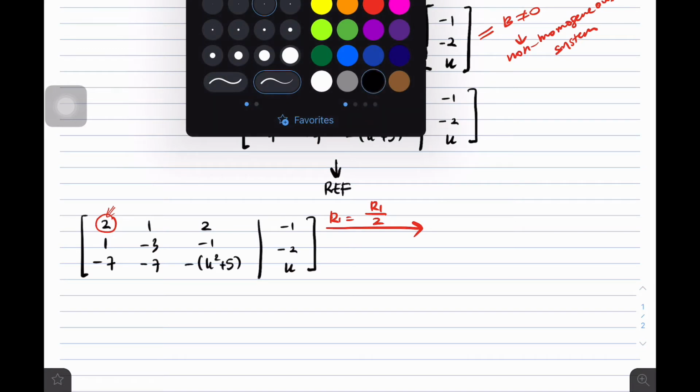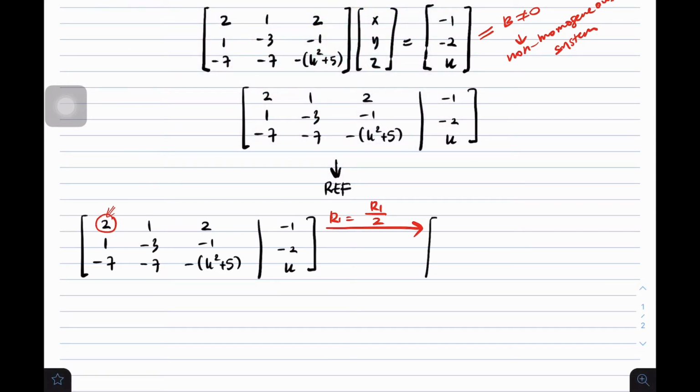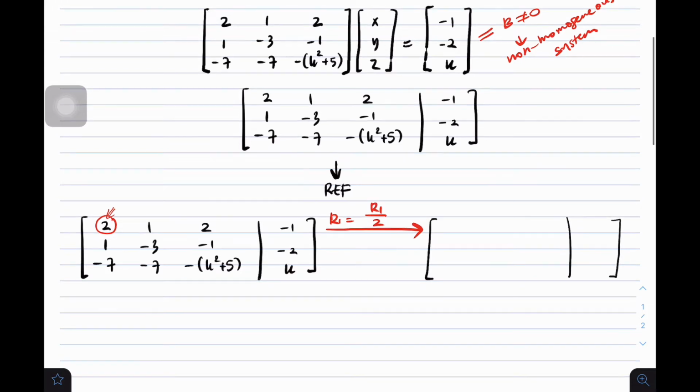Therefore, we will get the new matrix here. Okay, and it will only change row number 1. So row number 2 and 3, you just copy back. 1, negative 7 here, negative 3, negative 7 here, negative 1, negative k square plus 5 here. Then you have negative 2 and k here. So all elements in row number 1 are divided by 2. So 2 divided by 2 is 1, 1 divided by 2 is 1 over 2, 2 divided by 2 is 1, negative 1 divided by 2 is negative 1 over 2.